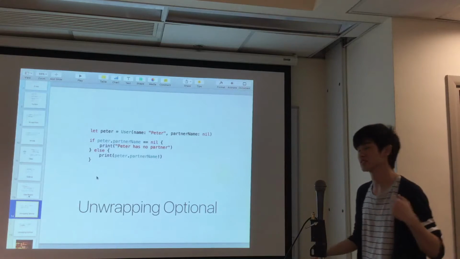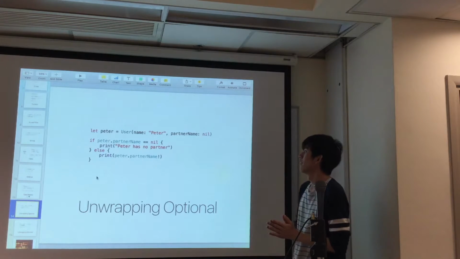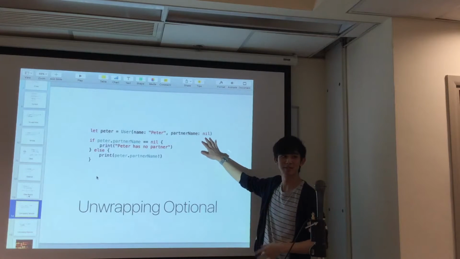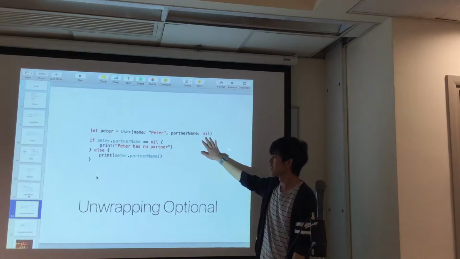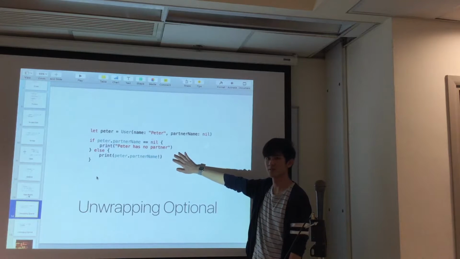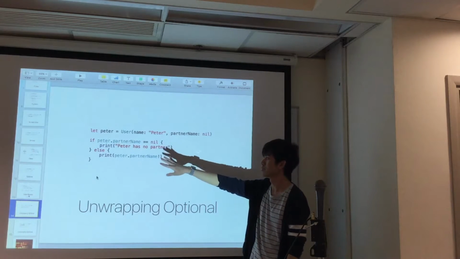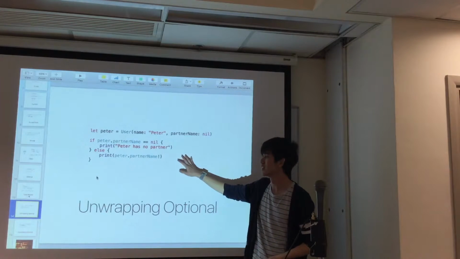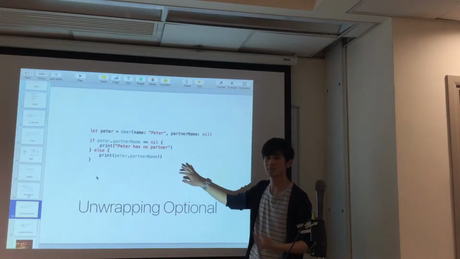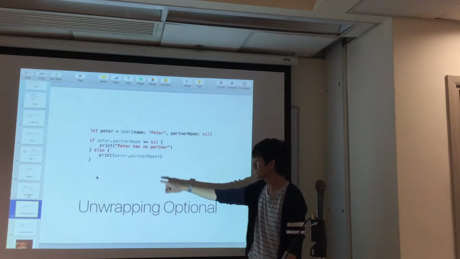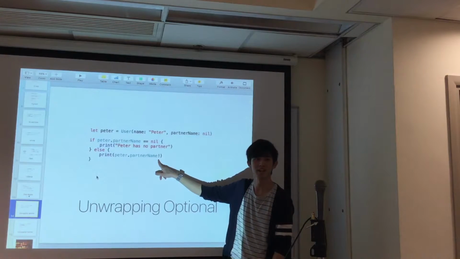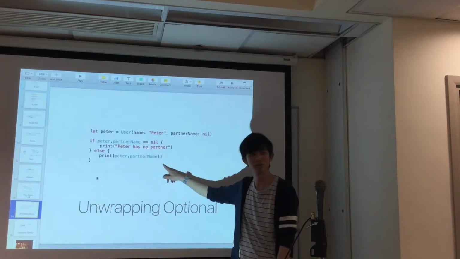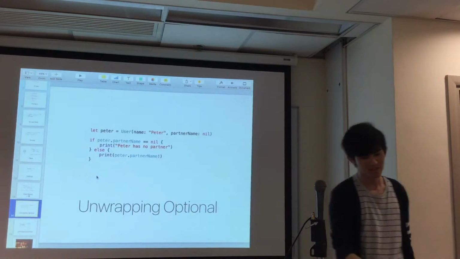So this is what I did just now. Peter has a partner, but then he has no girlfriend right now, so it's nil. So normally if you want to do this, you say if Peter.partnerName equals nil, I will say Peter has no partner. Else, I will try to print Peter's name. And you can see that there's an exclamation mark at the end. So I will show you why you need to put this exclamation mark there.